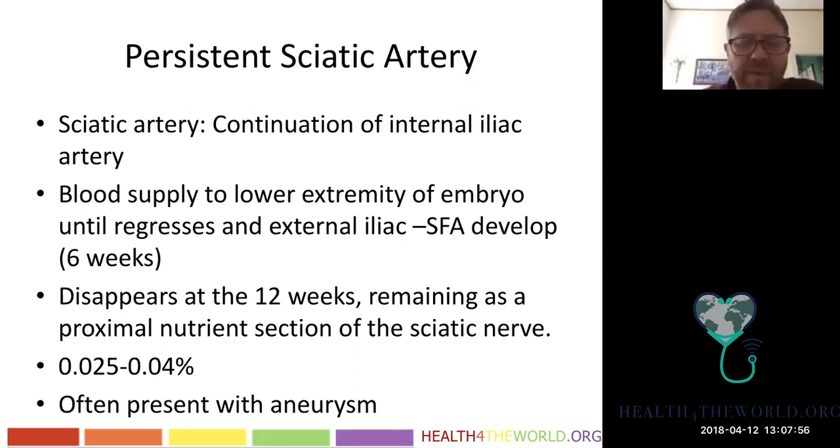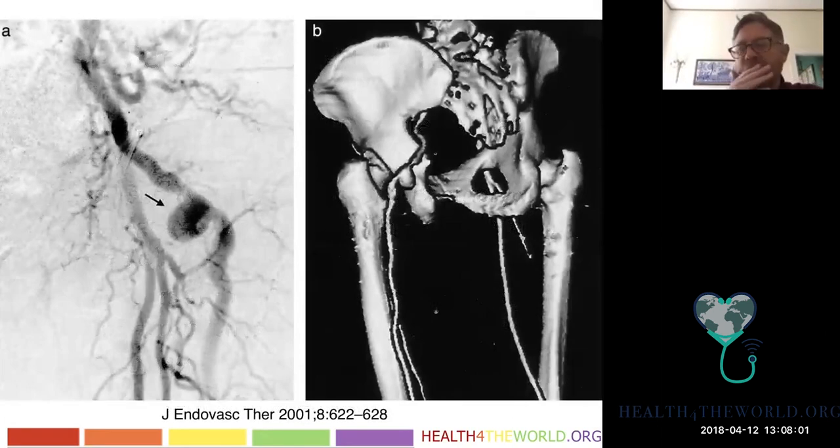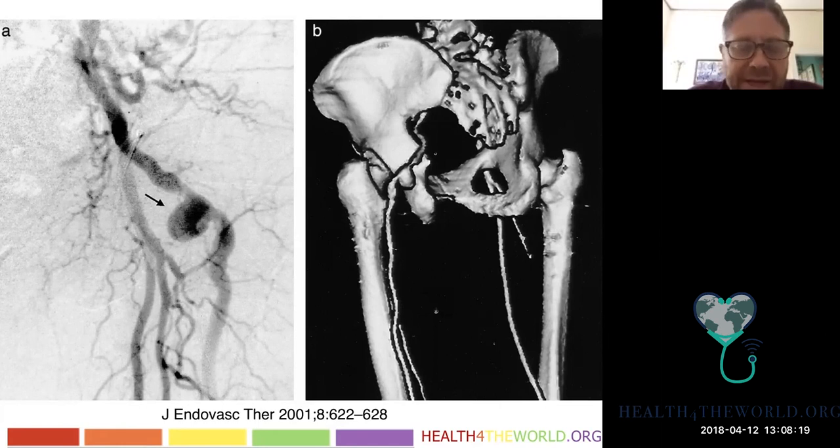Now, why is this a problem? Why should I even mention it? It's so rare. Well, the reason is that it essentially follows the same path as the sciatic nerve, and the sciatic nerve, as you probably know, can be impinged quite easily, and the sciatic artery therefore can be impinged and can have micro trauma over time, for example, with sitting, just like you can have with the sciatic nerve. And then you can have a pseudoaneurysm develop, like in this case right here.